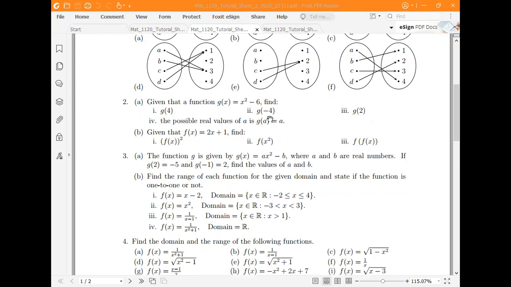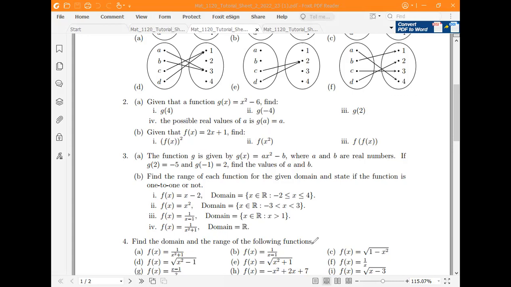Question 2. Maybe in question 2 I can solve part 4. When they say find the possible values of a such that g of a equals a, they mean when you go to g where there's x, put a and then equate to a. It becomes a quadratic. You guys are geniuses, you know how to do it. So don't just mess up. Always take care of this detail.